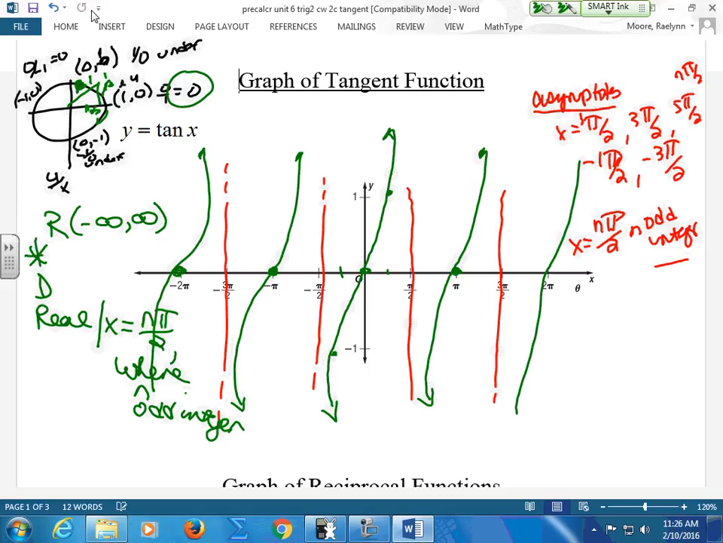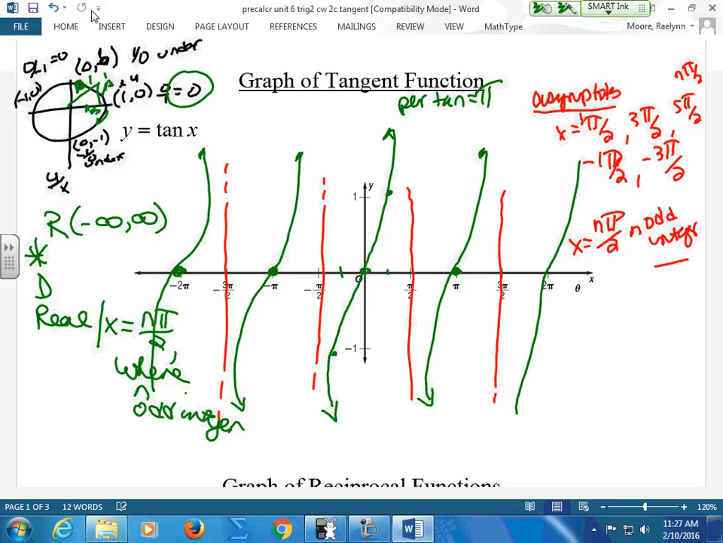Okay? Not a lot that we do with tangent. We can shift it. We can do a phase shift, if we want. We can't really change its amplitude. We can change its period. Now, cosine and sine had a period of 2 pi. How long does it take me to complete one of those little squiggle sections? Pi. Good. So the period for tangent is pi.